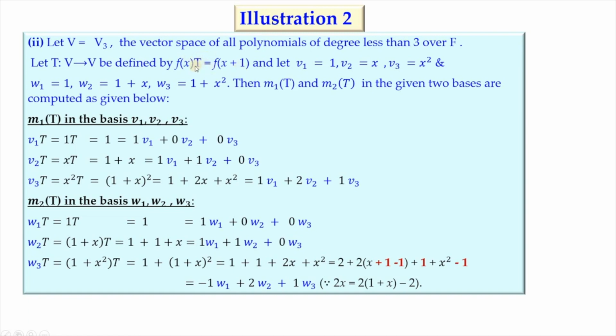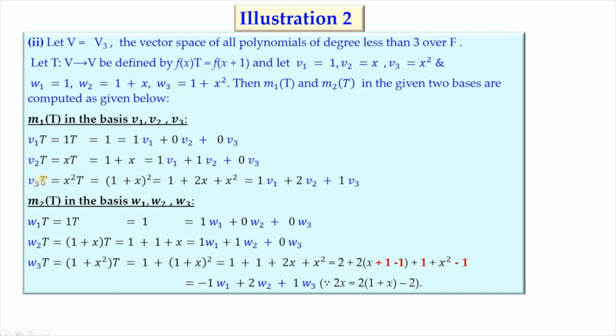That is the job we have for this transformation T, and we will consider two different bases of capital B. One is 1, x, x square; the other one is 1, 1 plus x, 1 plus x square. Now if you want to compute the matrix of T in the basis V1, V2, V3, we have the image of V1, the image of 1 under T, and that is rewritten as 1 into V1 plus 0 into V2 plus 0 into V3. Similarly, V2 is x, so x goes to 1 plus x, and we write that in terms of V1, V2, V3 as shown.